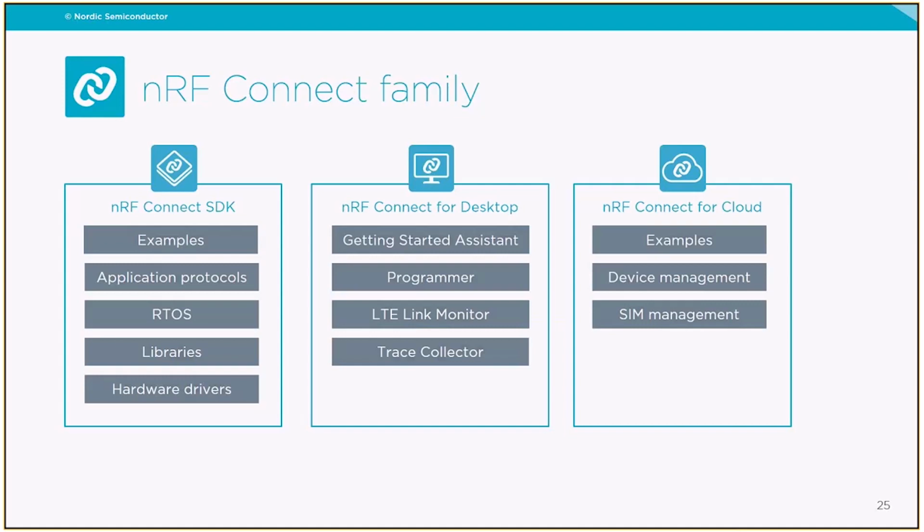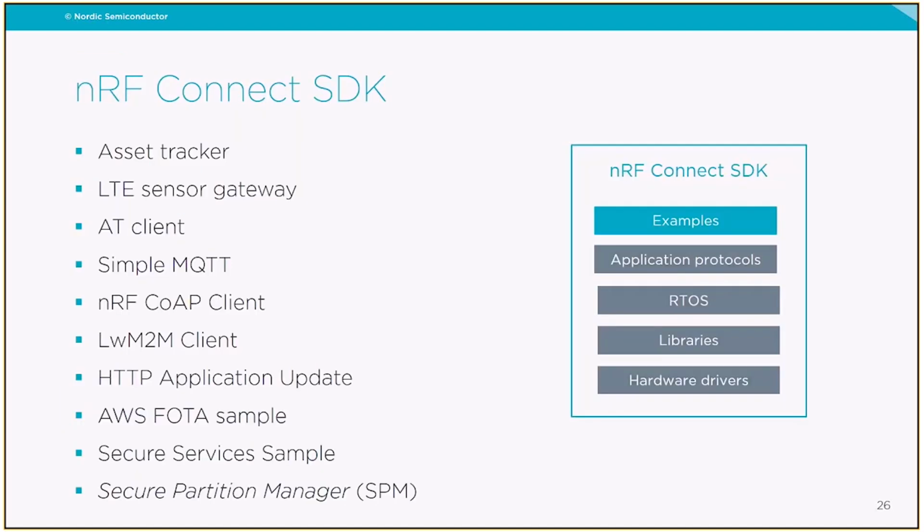It's very simple for you as a developer to then prototype using nRF Connect SDK, using our solution here. So here are just some of the examples. In the nRF Connect SDK, we do have an asset tracker example. That's the example that's shipped on the Thingy 91, if you have one. We also have an LTE sensor gateway, where you're using an nRF91 DK as a sort of gateway between a Thingy 52 or any other Bluetooth device. And then you use the nRF91 as a gateway to the cloud.